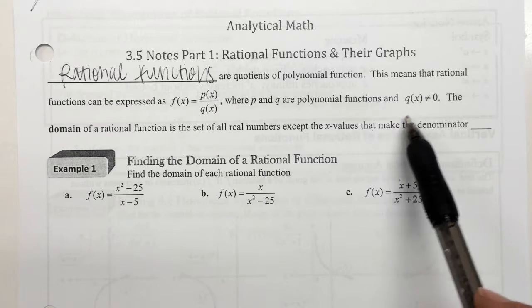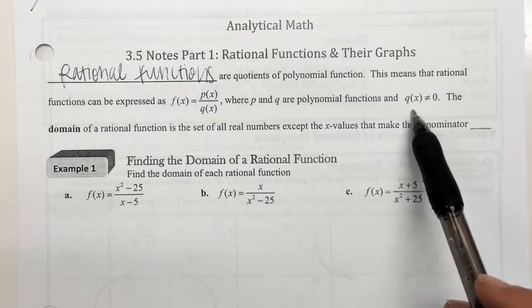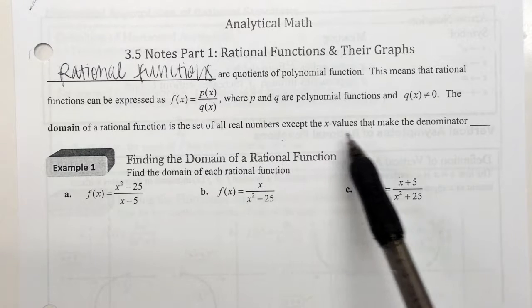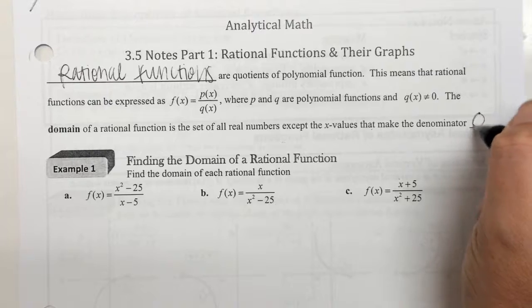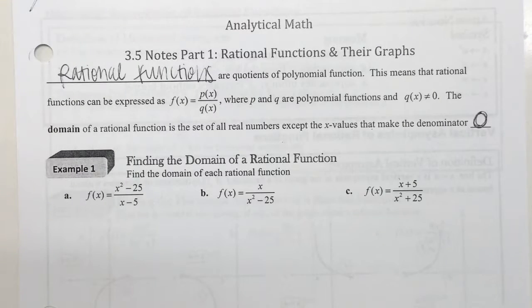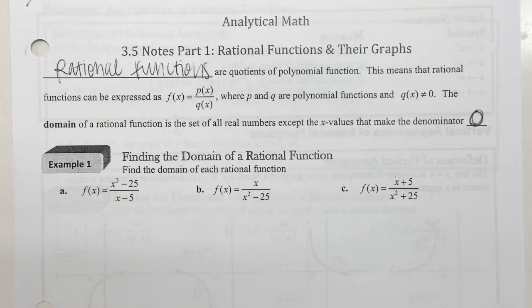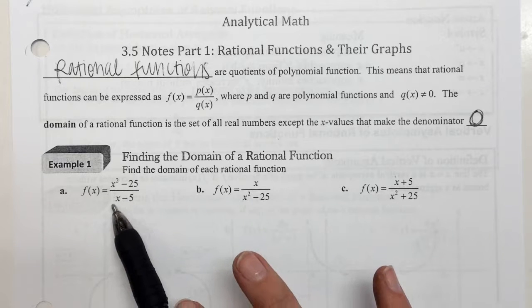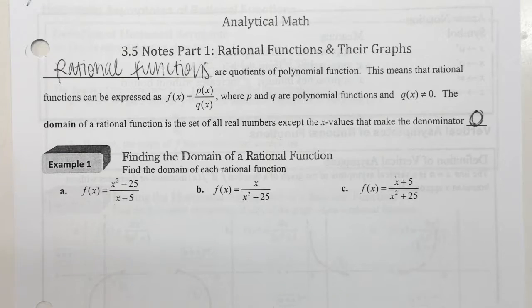are polynomial functions, and q of x cannot be 0 because then it would be undefined, because we can't divide by 0. The domain of a rational function is the set of all real numbers except the x values that make the denominator 0, because we know again that if you divide by 0 it'll be undefined. So the first thing we're going to do is find the domain of each rational function. So we're trying to figure out what we could not plug in for x, because we don't want to make this denominator 0 because then it'll be undefined.